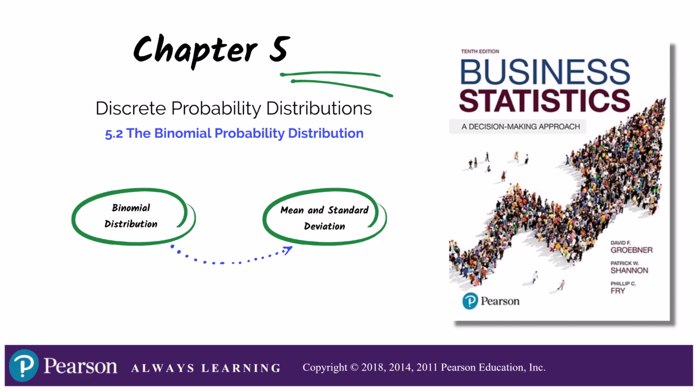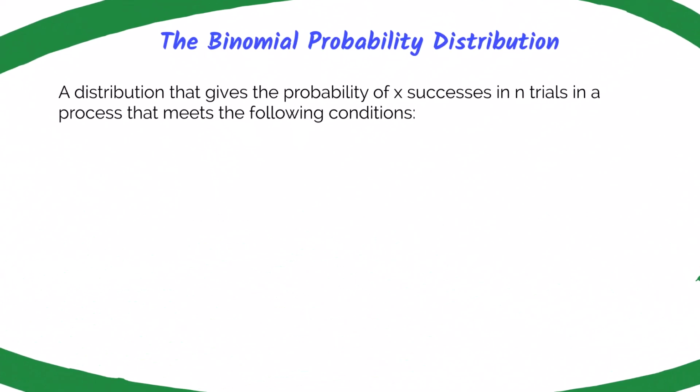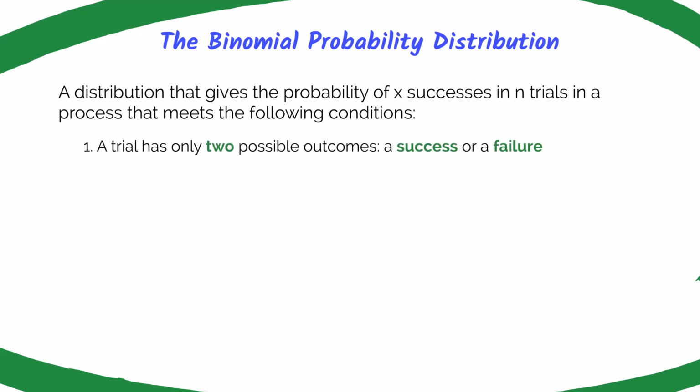So let's get started. The binomial probability distribution is a distribution that gives the probability of X successes in N trials in a process that meets the following conditions. The binomial distribution will have a trial that only has two possible outcomes, a success or a failure. If you recall in the previous video, when we talked about discrete random variables, there are two possible outcomes.